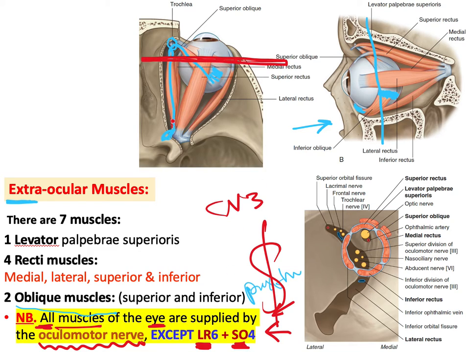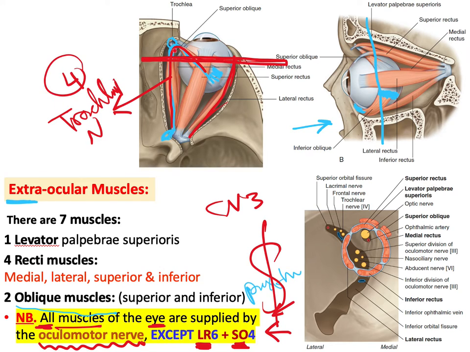That means the superior oblique and the lateral rectus are innervated differently. When you say superior oblique, that means by trochlear nerve, cranial nerve number 4. Remember the trochlea here that twisted the muscle. Remember this trochlea. Remember trochlear nerve for superior oblique. The trochlea of superior oblique, so trochlear nerve.